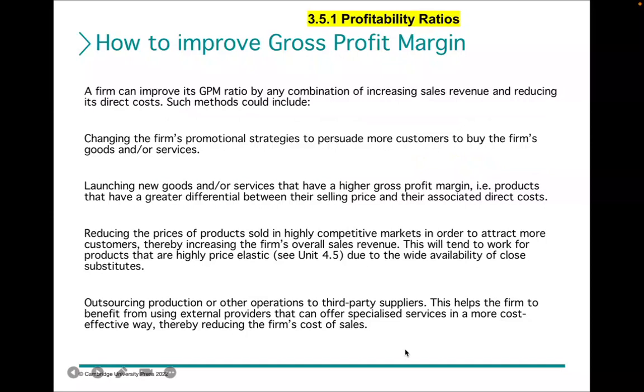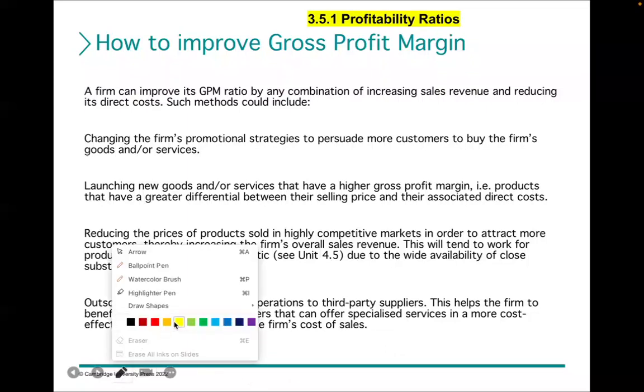How to improve gross profit margin? A firm can improve its gross profit margin ratio by any combination of increasing sales revenue and reducing its direct costs. Such methods can include, and let's just highlight them one by one.